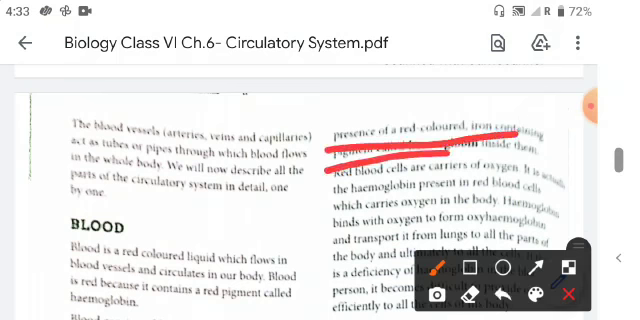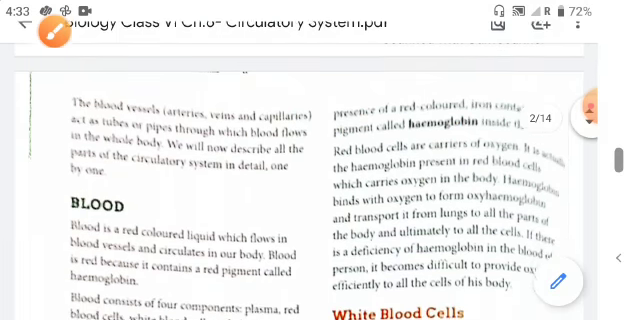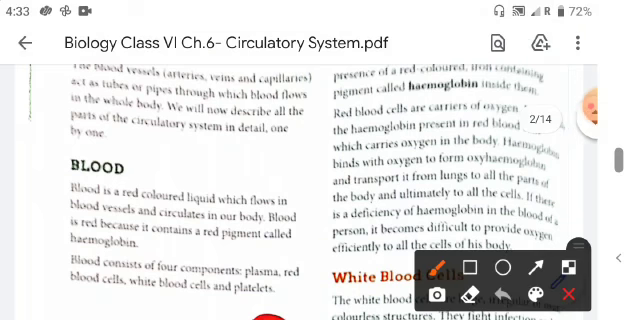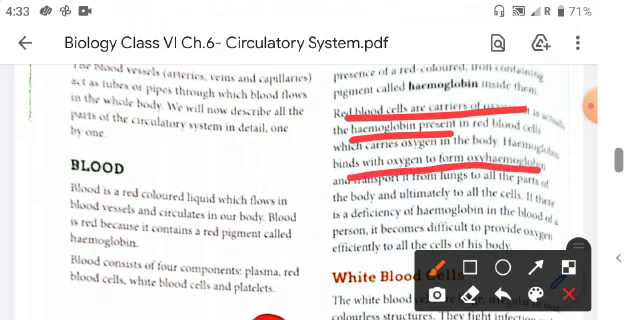They are red in color. Now red blood cells are carriers of oxygen, and there is hemoglobin in red blood cells, so when they carry the oxygen they form oxyhemoglobin and transport it from the lungs to all parts of the body, ultimately to all the cells.